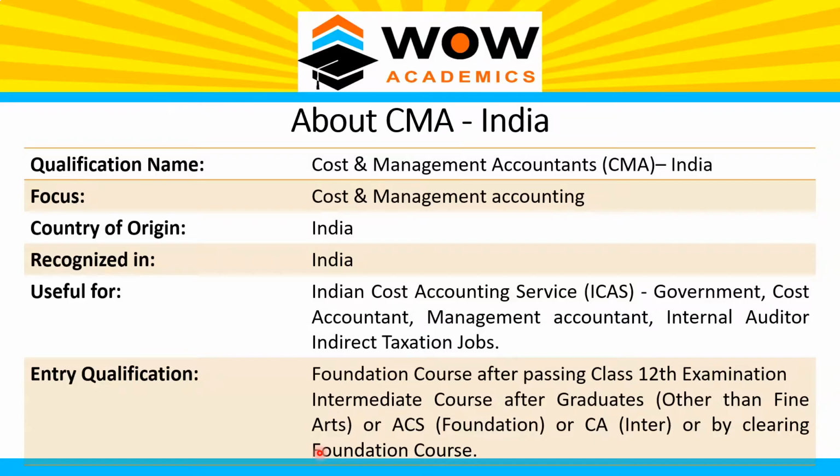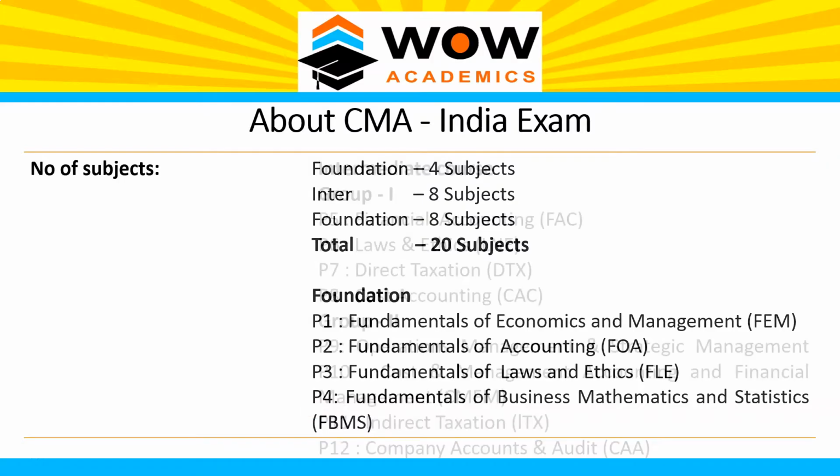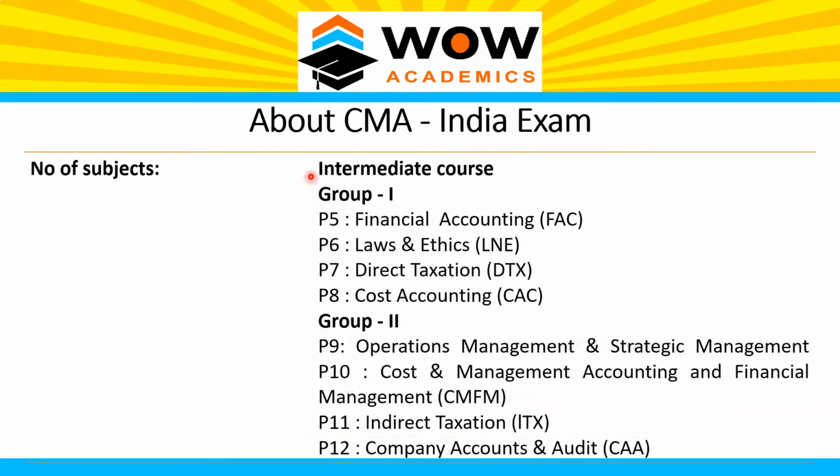Let's see the other things here. The number of subjects is very similar to CA. At foundation they have 4, inter 8, and at final, sorry, I typed it wrongly here, it's 8. So in total it comes to 20 subjects. At foundation level you have these 4 subjects. At inter level you have 2 groups, group 1 and group 2. That is the group structure they have here.